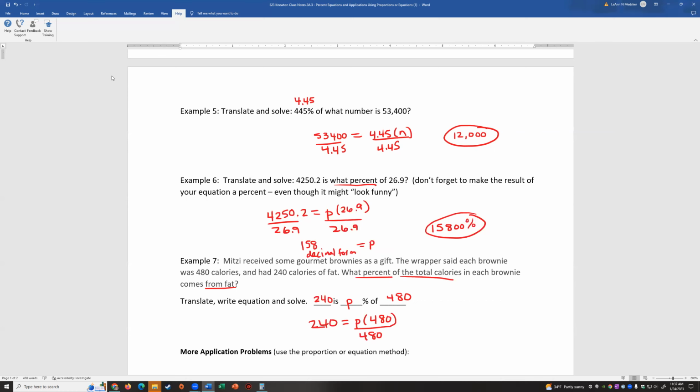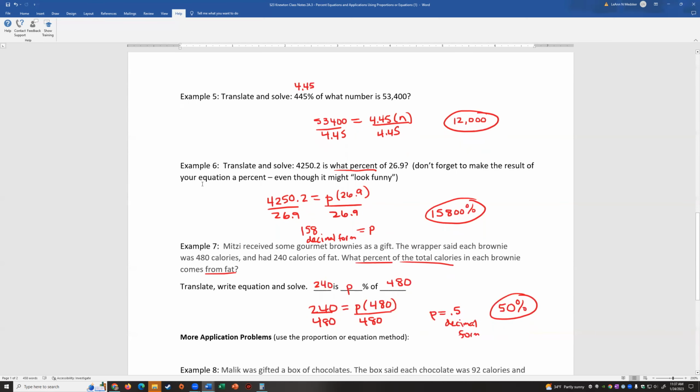Divide both sides by 480. And this time, this one might make a little more sense. This is 0.5 when you divide that, but as a percentage, because remember, this is in decimal form when we use a percent equation, move that 2 places to the right, and that's 50%. And that makes sense if you think about it. 240 is exactly half of 480, so it is 50% of it.